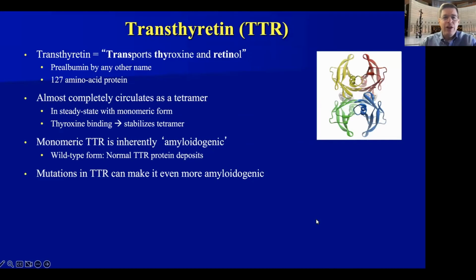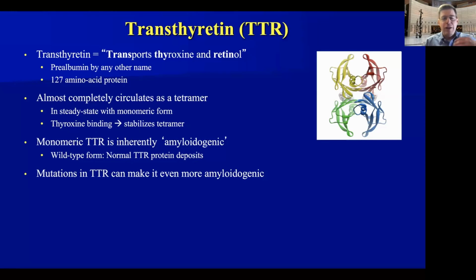So transthyretin, or TTR, the name comes from the function. It transports thyroxine and retinol, hence transthyretin. It's the same protein as prealbumin, and it's 127 amino acids. Almost completely, this protein circulates as a tetramer, as you see in the ribbon diagram in the upper right. So 4 subunits essentially bound together. But at any given time, it's in steady state with the monomeric form. And when thyroxine binds to it, it stabilizes the tetrameric form.